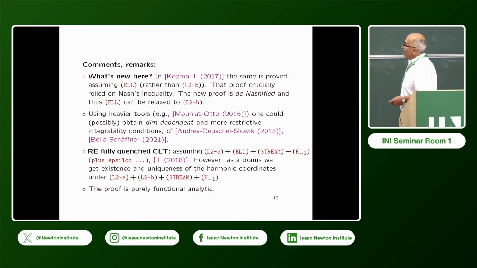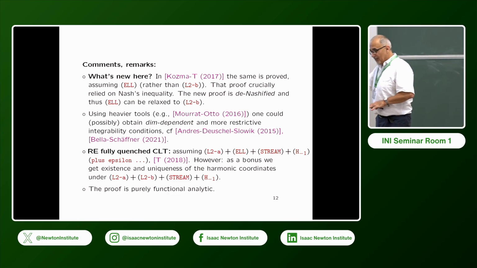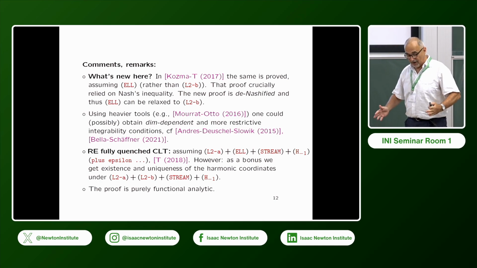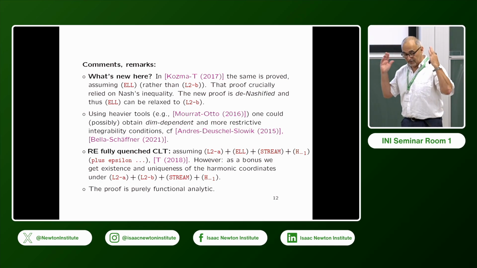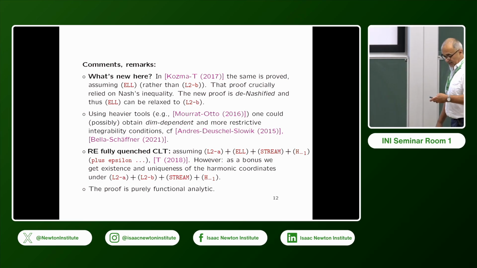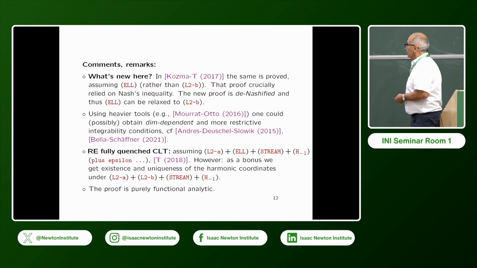Now about the fully quenched, this is a little bit for the real expert: what is the difference between fully quenched and not fully quenched. Fully quenched means that you have the central limit theorem for almost all environments, for the typical environment, and the distribution conditioned on that environment. And my statement is that the convergence of the probabilities is convergence in probability with respect to the environment and not almost sure. It's a technical but important difference.